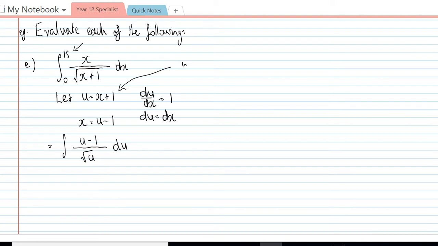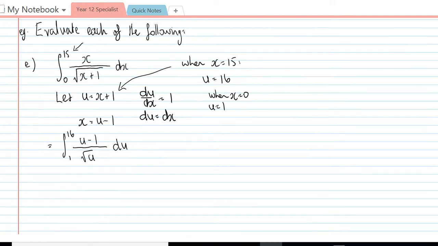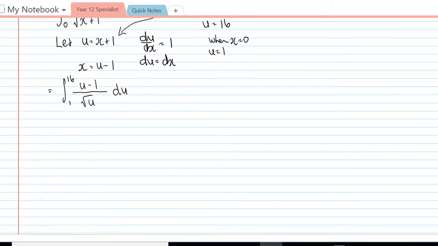So when x equals 15, that's the upper terminal, that should give u equals 16. So I can replace the 15 with a 16. And also, when x equals 0, the lower terminal, that's going to give u equals 1. So that will be my new lower terminal. It's really important to remember to do this step in this process, again, because we have changed the variables in the question. So now I should be good to evaluate this.